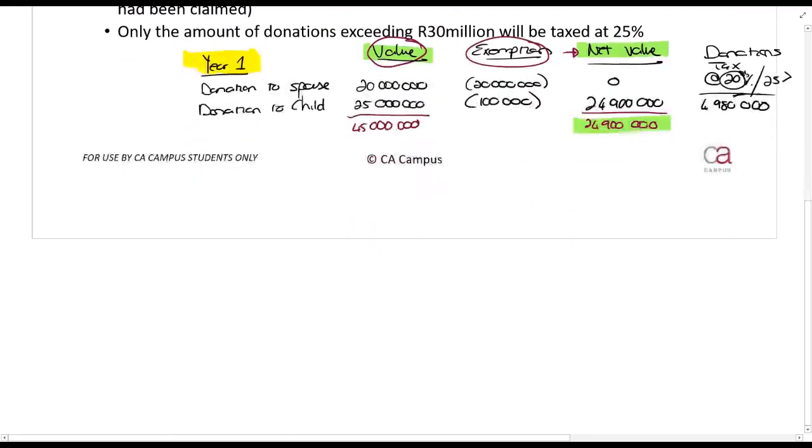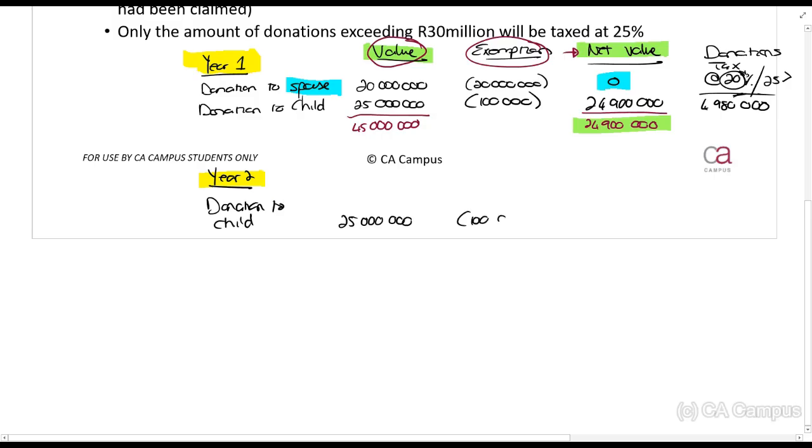Now let's say in year 2, we're going to do something very similar. It's just an explanation of how it works. We know that if you make a donation to your spouse, there's no donations tax, so I'm not going to do that again. Let's say they make another donation to the child, and this value is 25 million again. Then there's another 100,000 exemption, and that gives us 24.9 million rands.